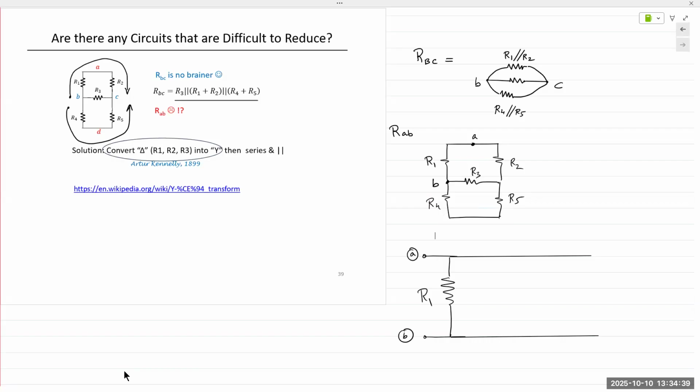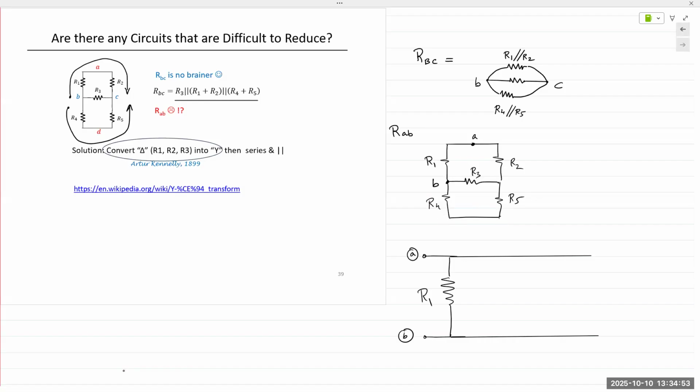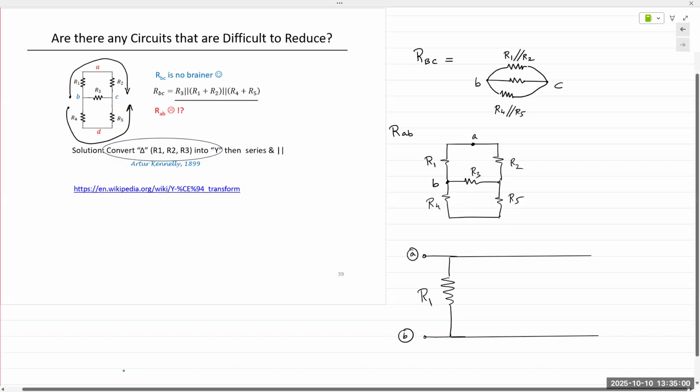However, there should not be more than two connections at that node. So if there is a third or a fourth connection at this node, then they are no longer in series. So R4 and R5 are in series. That still remains true. But R2 is not in series with R5 because R2, R3, and R5 are joined together. So these are not in series. And I would say these are in series.